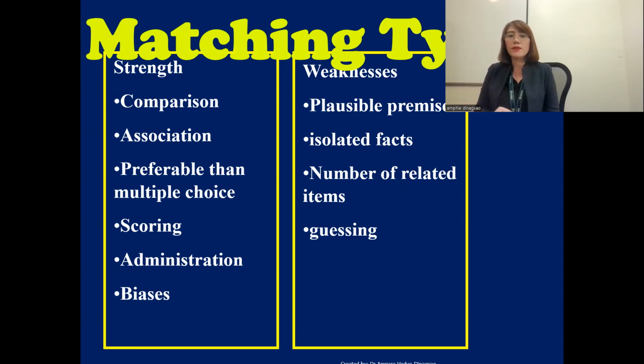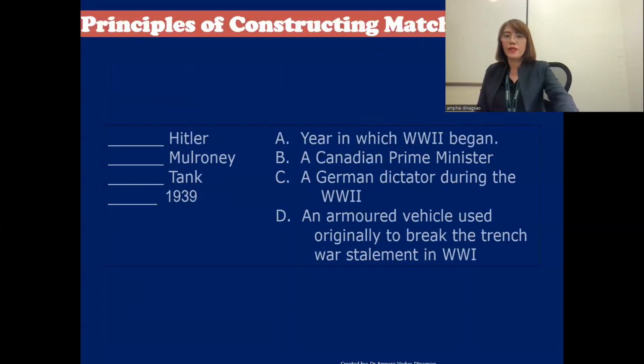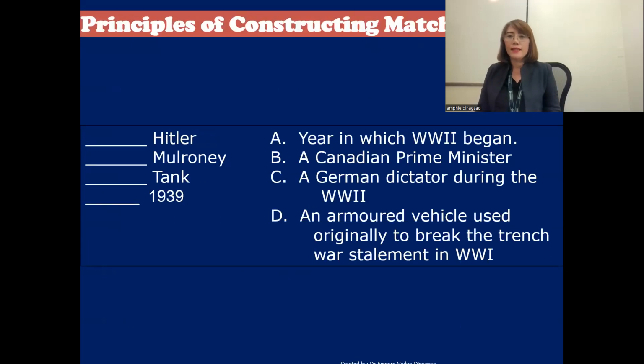The weakness of matching type is that it's challenging to look for plausible premises or related items. And of course, guessing is kind of encouraged. Well, not really encouraged, but guessing may occur when you're using the matching type of test in your classes. Let's look at this example of a matching type test.